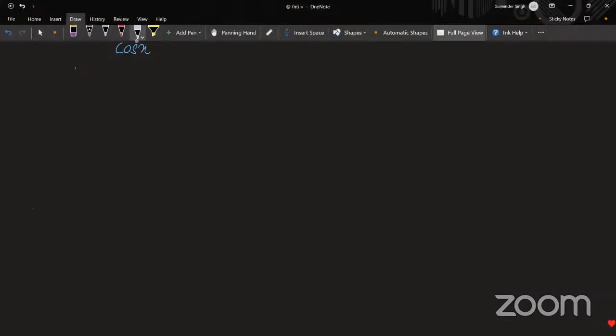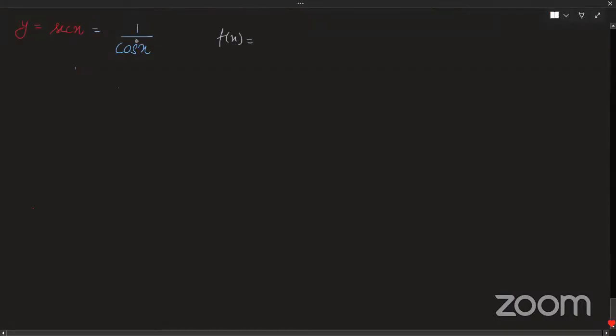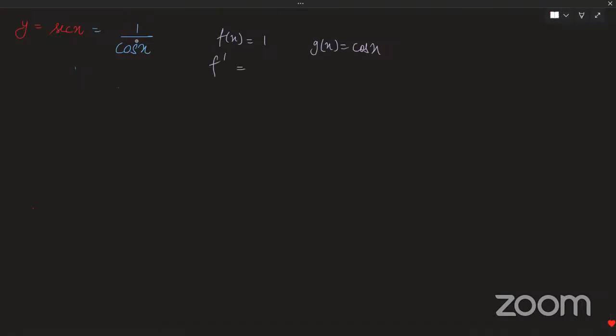Now I want all of us to derive the derivative of sec x. So we take the function y is equal to sec x. It can be written as 1 by cos x. So you can write your f of x as 1 and g of x as cos x and try this. So what is your f dash x? 0, sir. What about g dash x? Minus sin x, sir. Great.